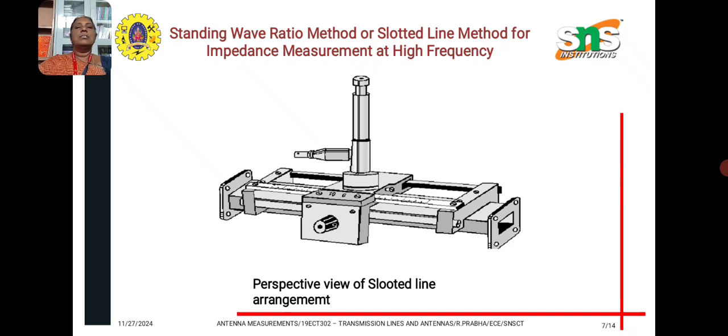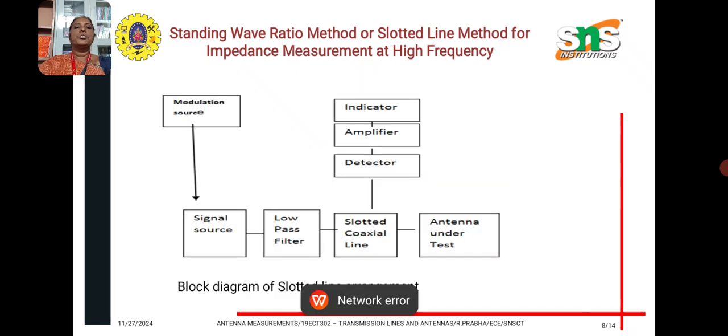And the second method is the standing wave ratio method or slotted line method, which is useful for impedance measurement at high frequency. The diagram represents the perspective view of the slotted line arrangement, and the standing wave ratio method setup is given in the diagram. We have a modulation source at the transmitting side. Next comes the signal source, low pass filter, and the slotted coaxial line. And after the slotted coaxial line, the antenna under test is connected. And in the slotted coaxial line, we have a detector, amplifier and an indicator.